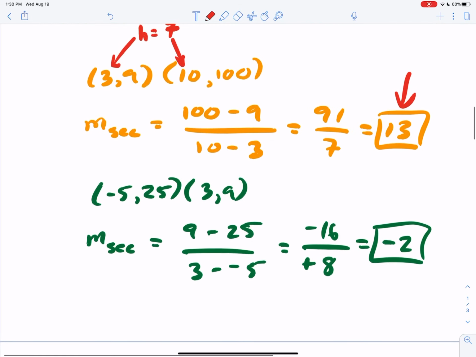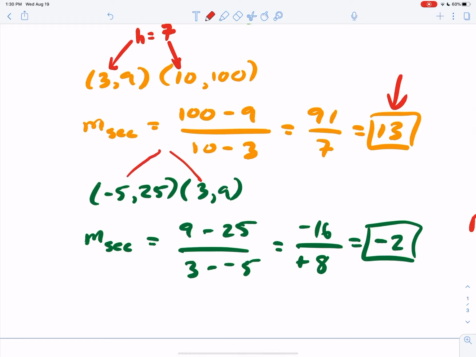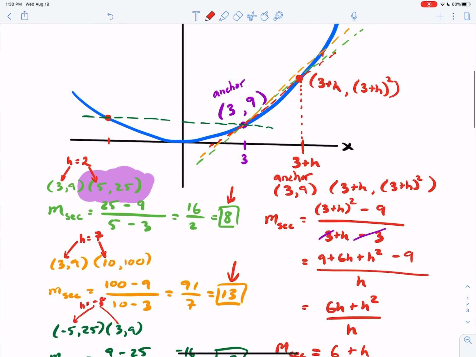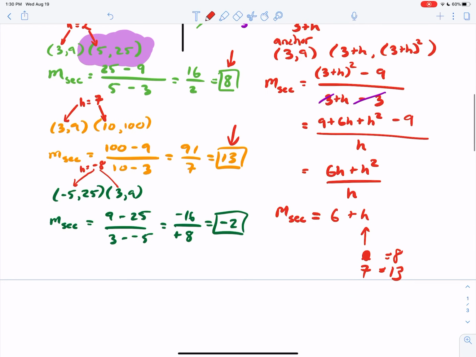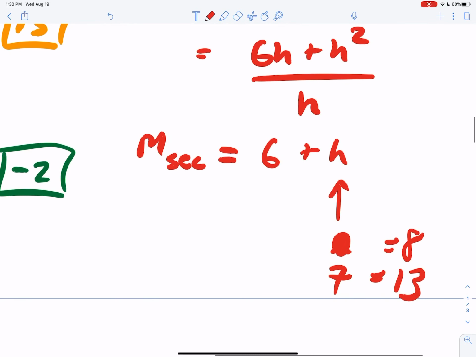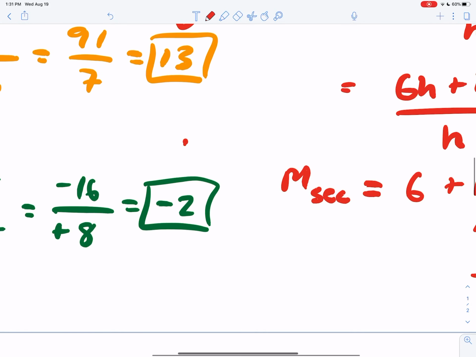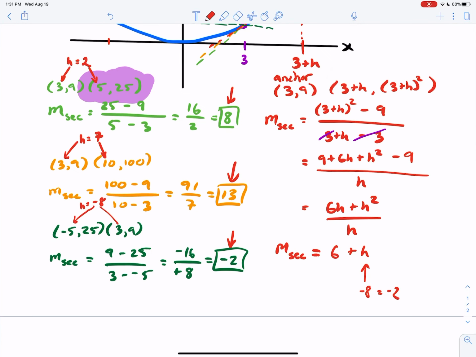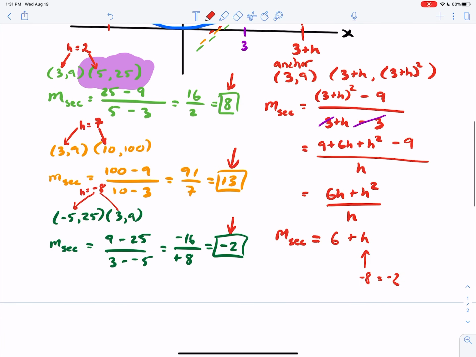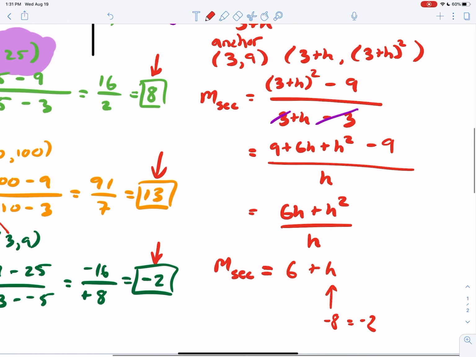Okay? Now this one's different because you want to find out how far 3 is from negative 5. Okay? So h here was, you actually had to move left 8 units. Because remember, if you're looking at the picture, if you start at 3, you're going to have to go back 8 units to get to negative 5. Okay? So that's the logic behind that. So if h is negative 8, well, according to this formula, 6 plus a negative 8 should give me a negative 2. And take a look at that. We found that. So instead of me picking an infinite amount of points, I was able to come up with one generic way to finding out all the slopes of the secant lines when the anchor is at 3, 9.